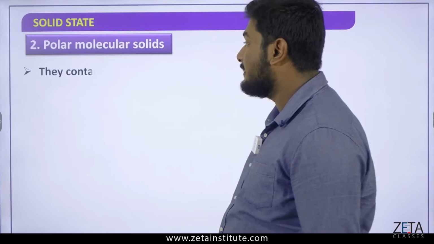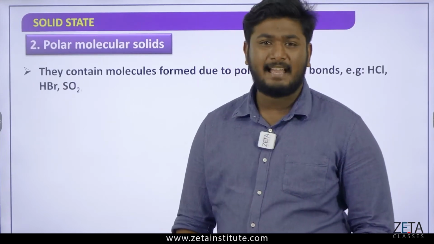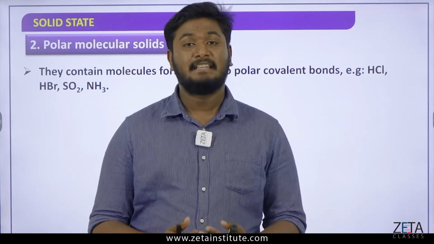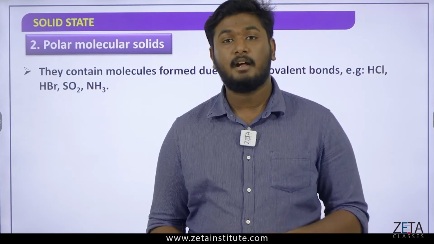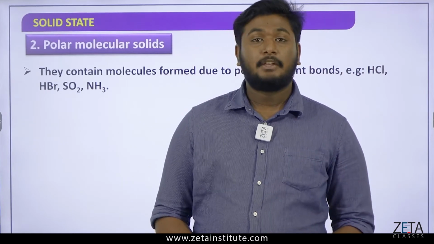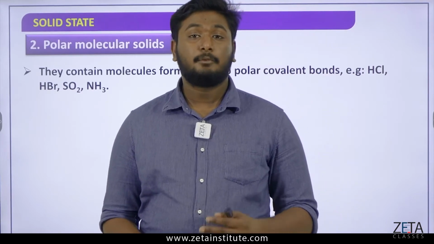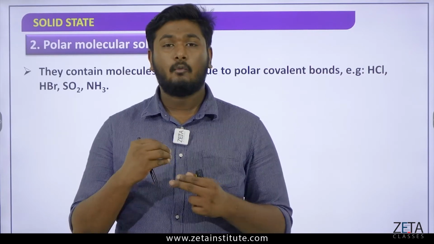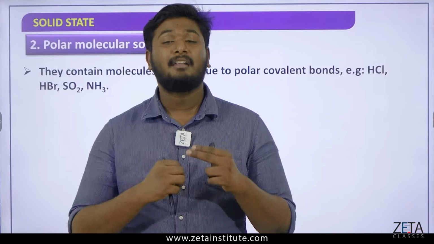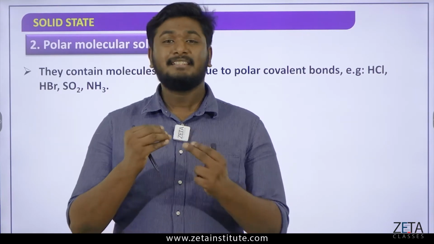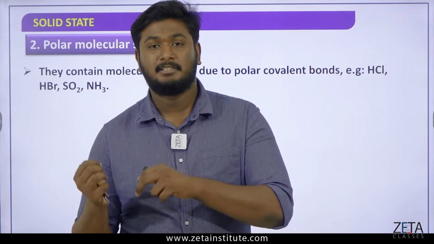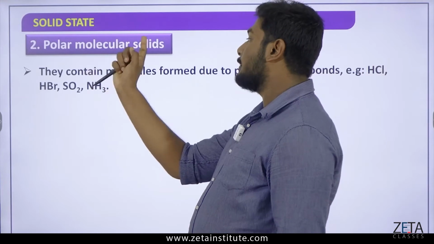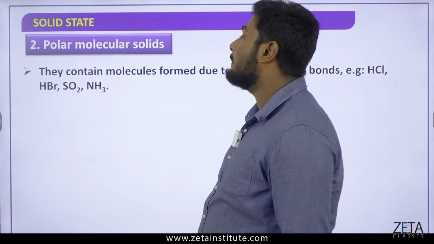Now we can check the second one, that is called the polar molecular solid. Polar means they have a permanent dipole moment. For example, in case of HCl, the electronegativity of hydrogen is 2.1, and in case of chlorine, the electronegativity is around 3 to 3.5. Clear? So here they have covalent character, but that is polar. Clear? Because there is already a charge separation. Hydrogen has a partial positive charge, chlorine has a partial negative charge, so the solids of this type of molecules are called polar molecular solids.